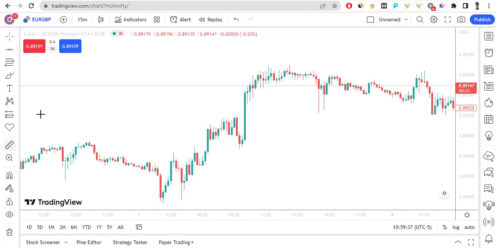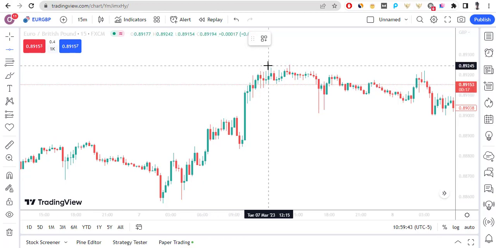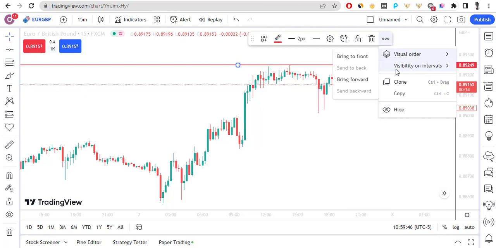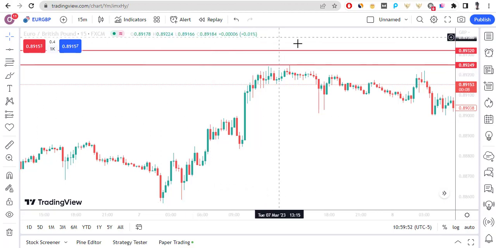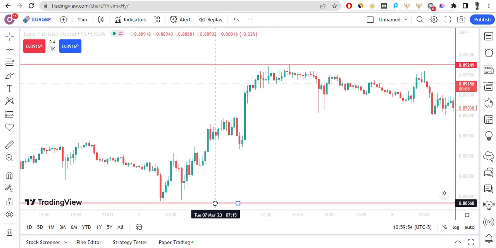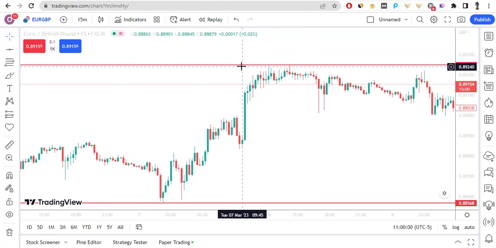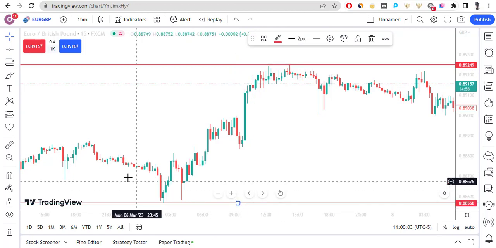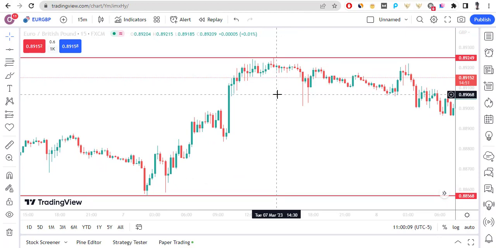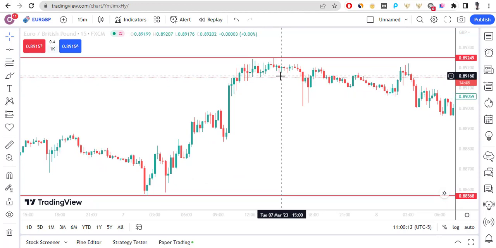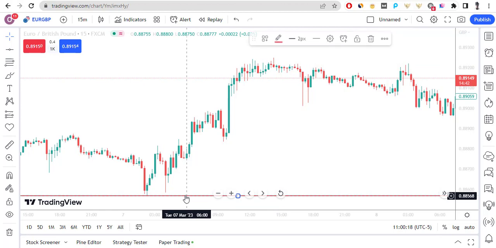So in the previous video we all agreed that right here is a resistance and right here is support. They are horizontal lines, static lines, but trend lines are another thing. Forget about these lines right now. Let's delete them.